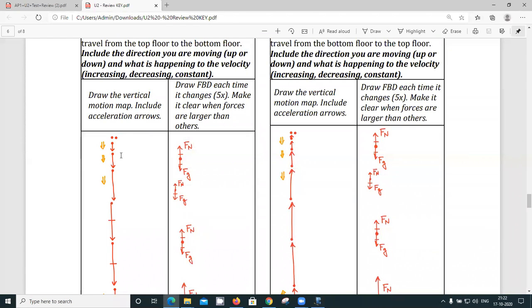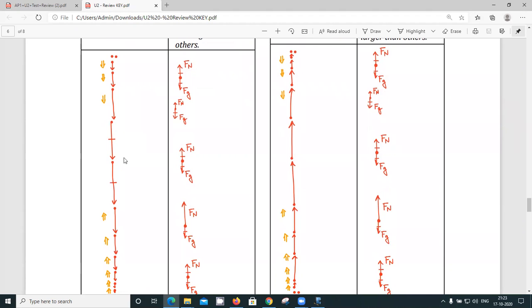A vector has got two properties, no? One is the magnitude, the other is the direction. So magnitude is indicated by the length of the arrow, and the direction is indicated by the arrow mark. So this length of the arrow is increasing. That means the velocity is increasing. After that, it is remaining constant.